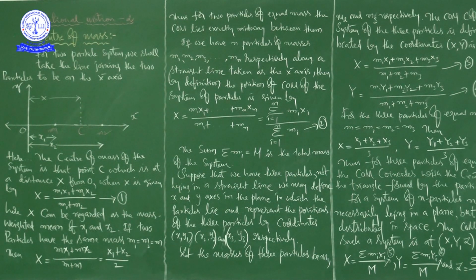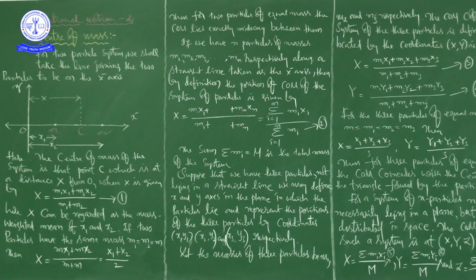Next, he is going to extend the concept. If we have n particles, where small n is the number of particles, of masses m1, m2, m3 and so on up to mn respectively, along a straight line taken as the x-axis, then by definition, what is the position of the center of mass of the system of particles?